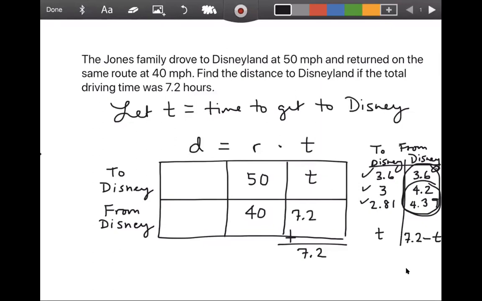I believe that's probably the hardest part of the whole problem, just coming up with that. Now, just like in the last section, whenever you have a formula written across the top, in this case, D equals R times T, those symbols, the equal sign and the multiplication sign, carry down throughout the chart. So if it was 50 miles an hour getting to Disney and they drove for T hours, then the distance to Disney is 50T.